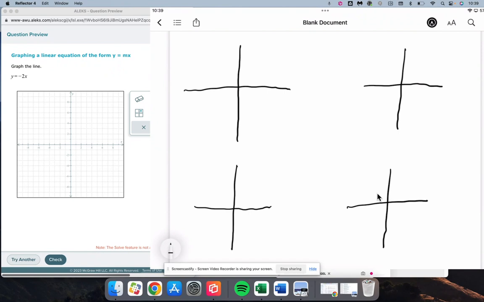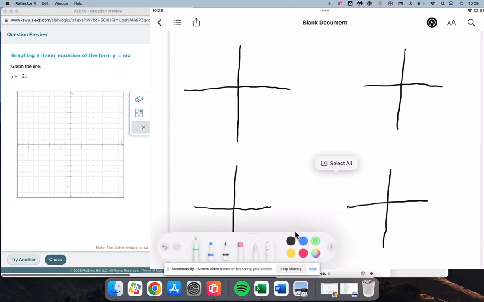And so all the lines are going to pass through what we call the origin, which is the place where the x and the y-axis cross, right there, right there, right there, and right there. And so I'm just going to demonstrate graphing a couple of these things outside of what's in ALEKS to give you an idea of what you can expect here.